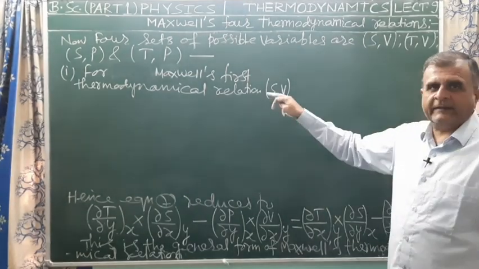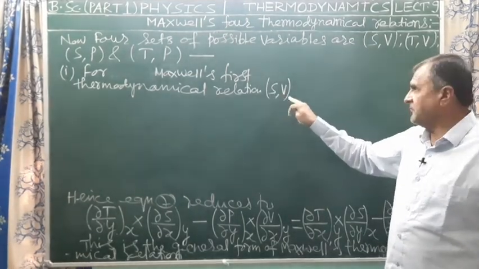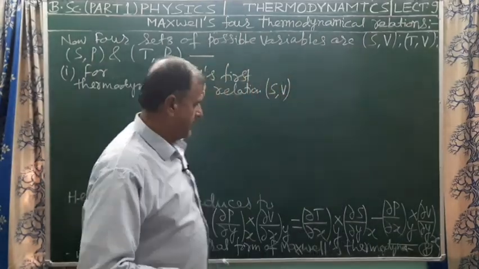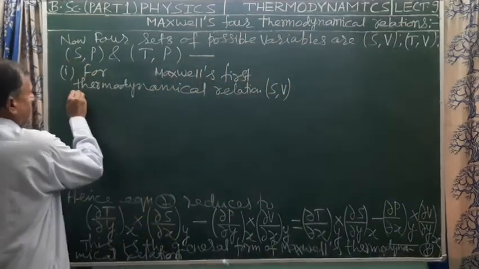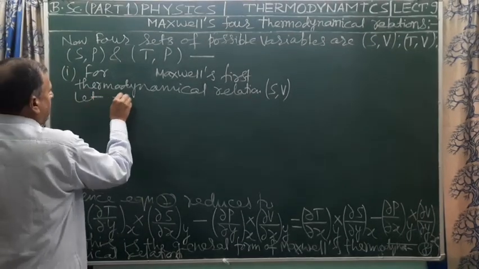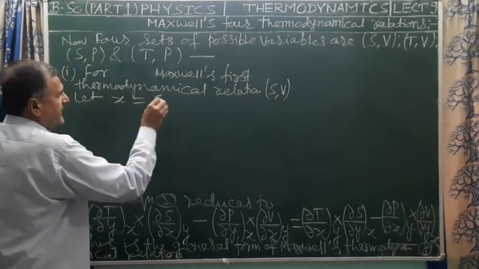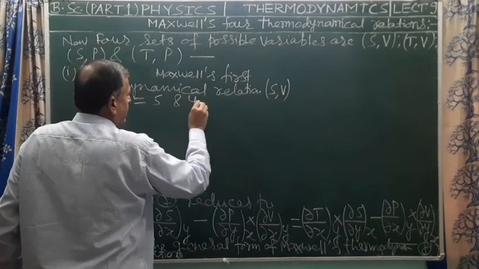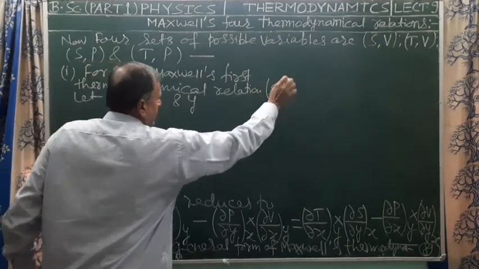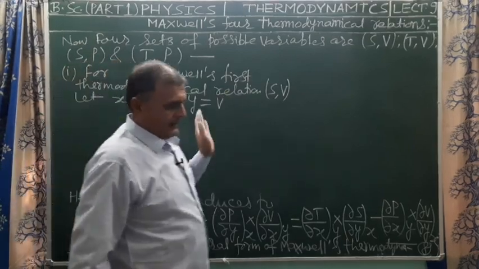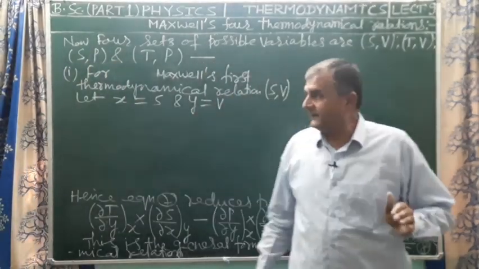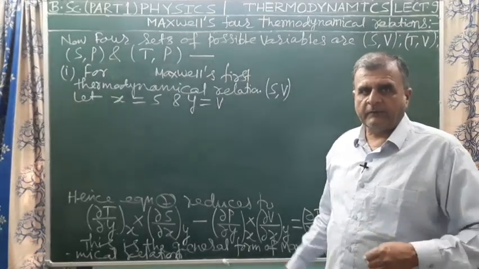Let variable x be equal to S, entropy S, and y be equal to V, in relation 8. That is the general form of the equation. So let x be equal to S, entropy, the first variable, and the second variable y be equal to volume V.